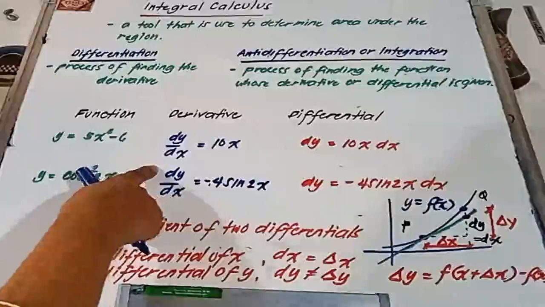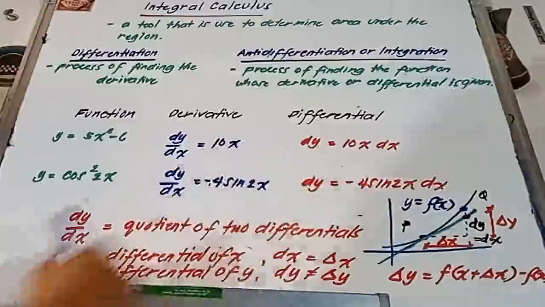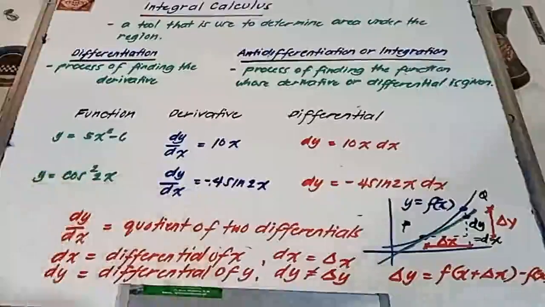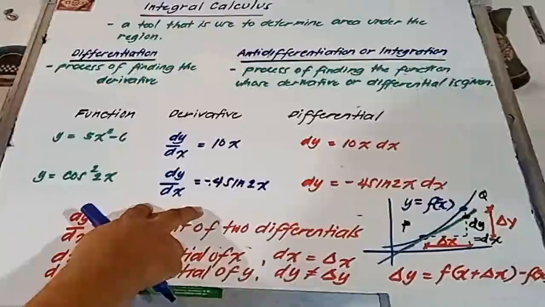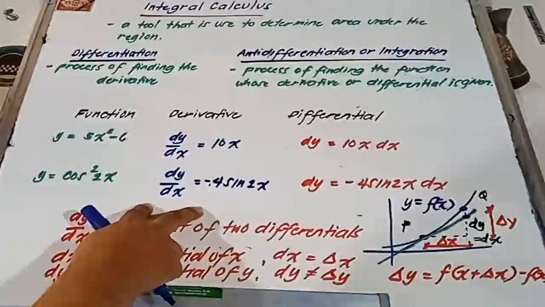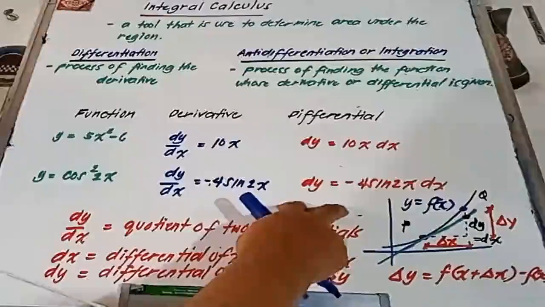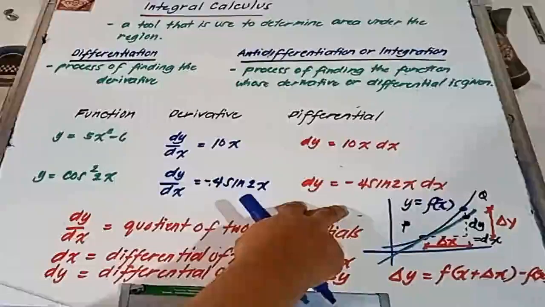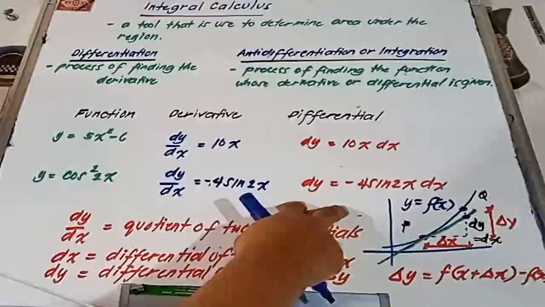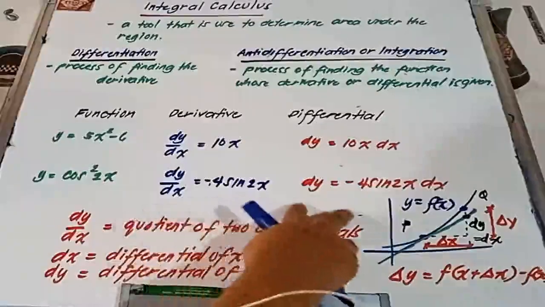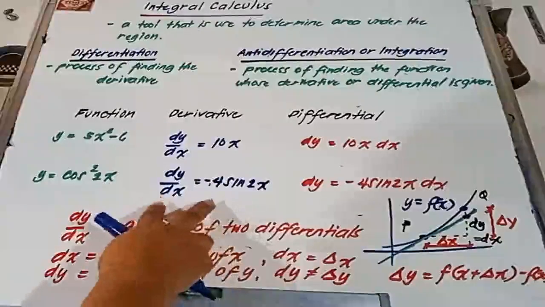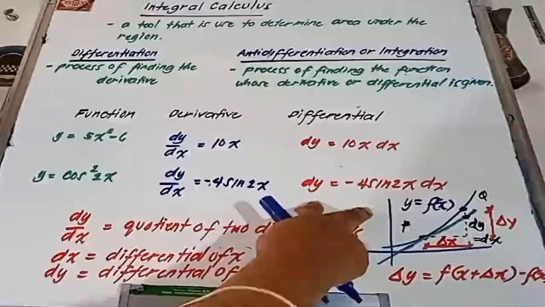Para bang cross-multiply lang natin si dx to the right side of the equation right after we get the derivative of the function. Another example is y equals cosine squared 2x. Its derivative is dy over dx equals negative 4 sine 2x, but the differential is differential of y equal to negative 4 sine 2x differential of x, or just simply dx. So, may pagkakaiba ang pagkakasulat ng derivative dun sa ating differential.